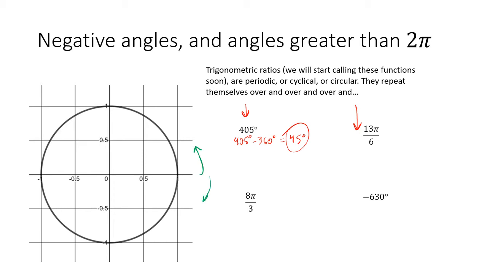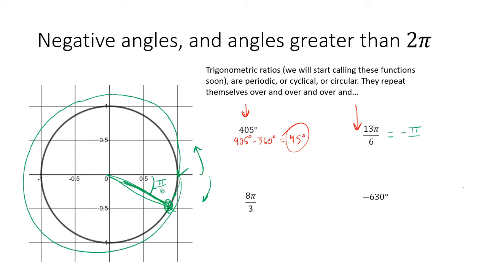We say 13 pi over 6. Well, 12 pi over 6 would be a full 2 pi, so I would go my full 2 pi and then one more pi over 6. Maybe you're looking at this and you're like, oh, that's a 30-degree reference angle in quadrant 4. That's 100% what it is. So this is really just a negative pi over 6, which is the same thing as negative 30 degrees.